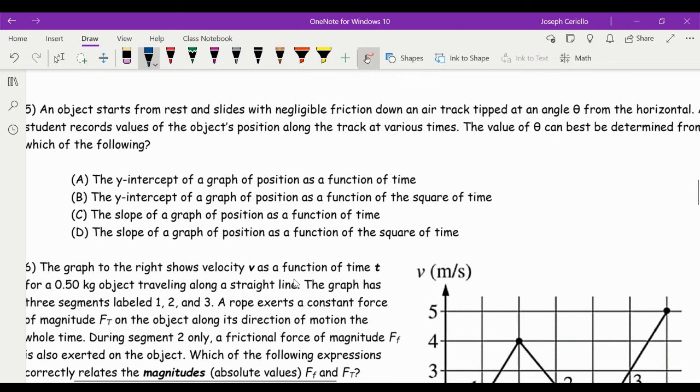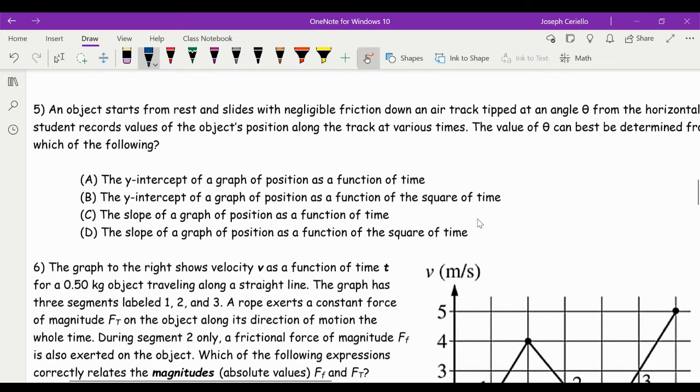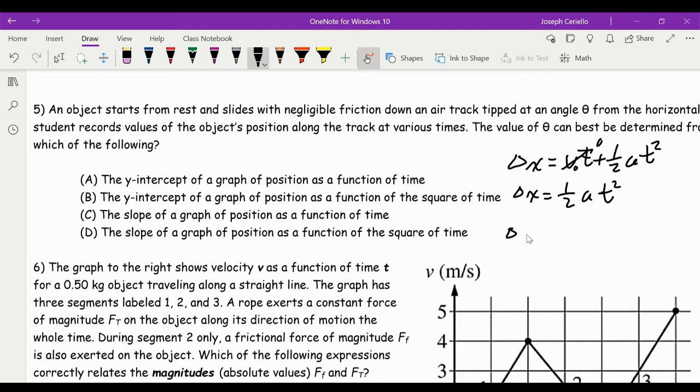Number 5 is very similar to a question that we did. I think we did a lab, something like this. What we ended up finding in the lab was that delta x equals 1/2 at squared if the initial velocity is 0. Actually, let me go all the way back. Delta x equals v naught t plus 1/2 at squared. If the initial velocity is 0, we have that delta x equals 1/2 at squared. On an incline, a is equal to g sine theta. So we have delta x equals 1/2 g sine theta times t squared.